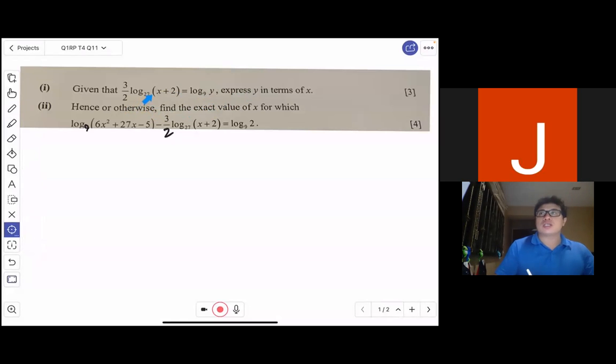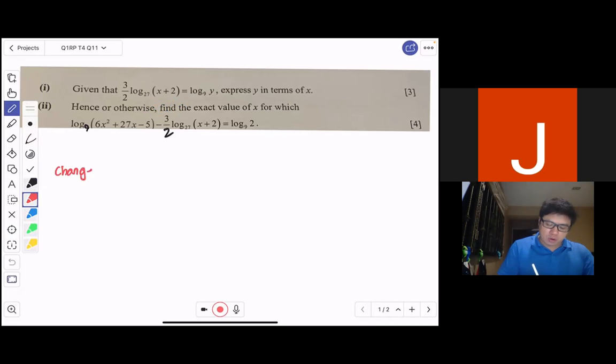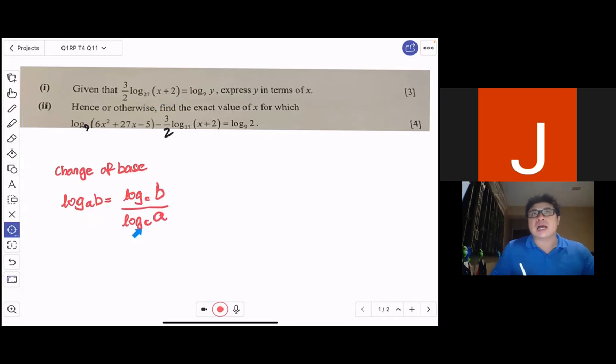If you look at the numbers 27 and 9, you will see that they are rather similar. These are actually all powers of 3. They have some relationship. So applying the change of base law, in case you forgot, it tells you that if you do not like the base you have, you can create a new base, log base C, and you put B at the top and A at the bottom. The original base will go to the baseline.